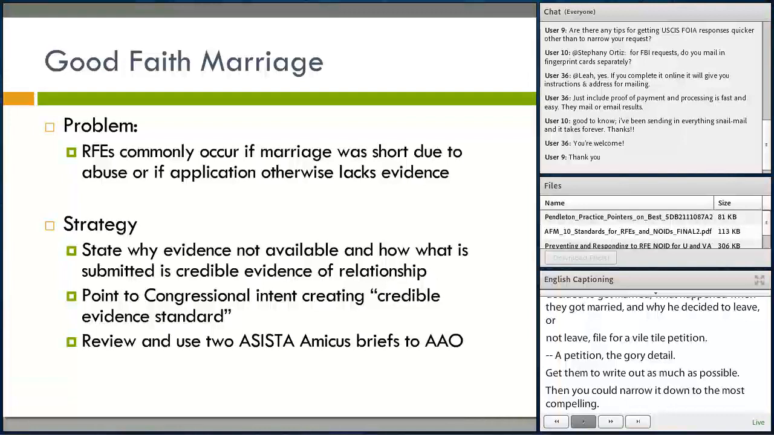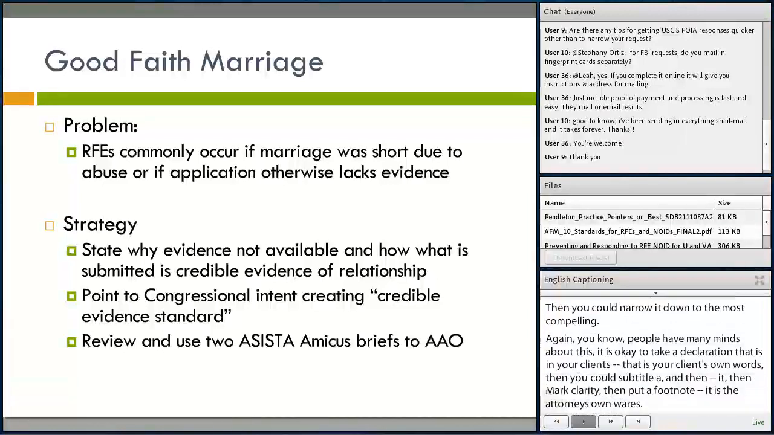people are of many minds about this. I think it's okay for you to take a declaration that's in your client's own words and organize it by topic, and you could literally put subheaders that say, you know, battery, extreme cruelty, and then the pieces of her story on that, and you could drop a footnote saying the attorney organized this, but this is all in her own words. For those of you who don't know, if there are any words that sound like an attorney in your client's declarations, they're going to assume you wrote it and completely disregard it. So it's got to be your client's words.